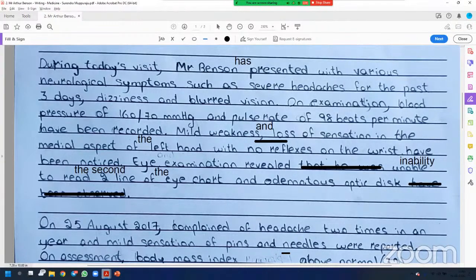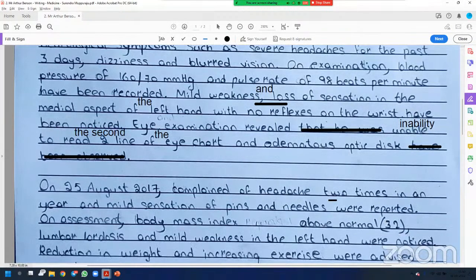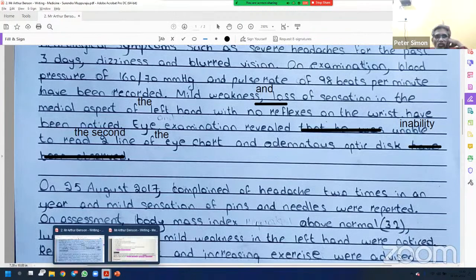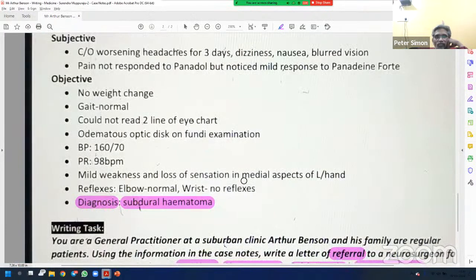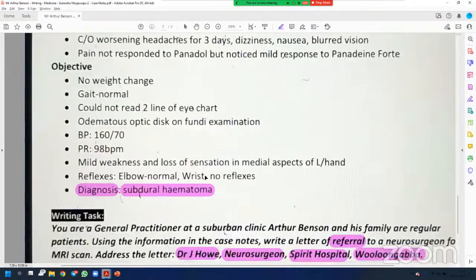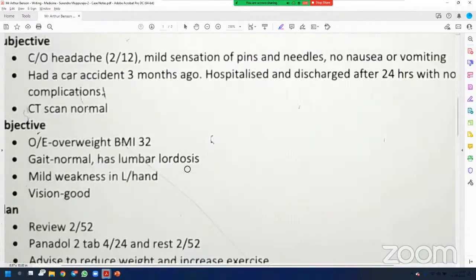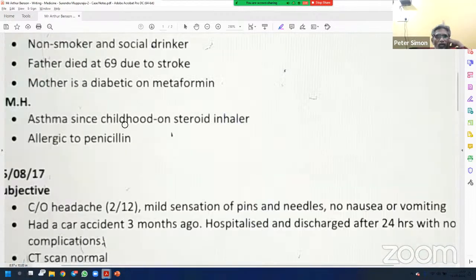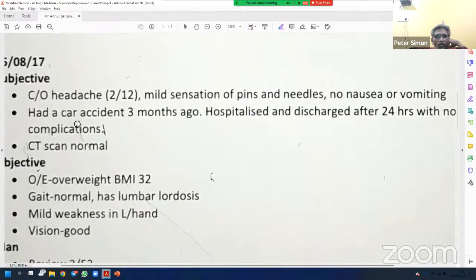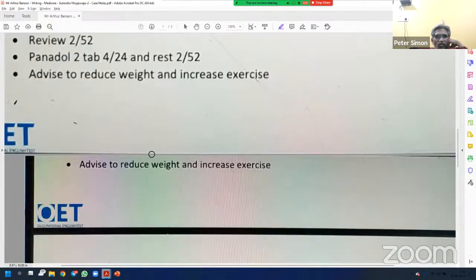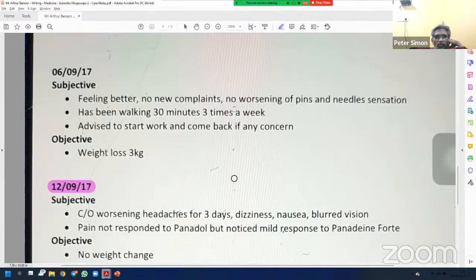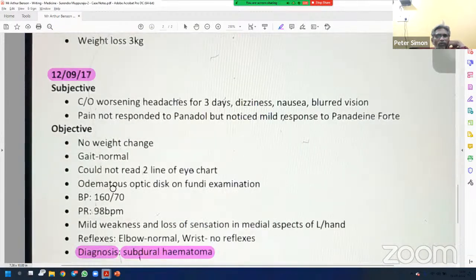In the case note, it was mentioned that could not read second line of the eye chart. Edematous optic disc on fundus examination. Okay, that's what I'm telling. The clarity is missing. Let me check here if any other complications, mild weakness, increase exercise, feeling better. Could not read second line of the eye chart.